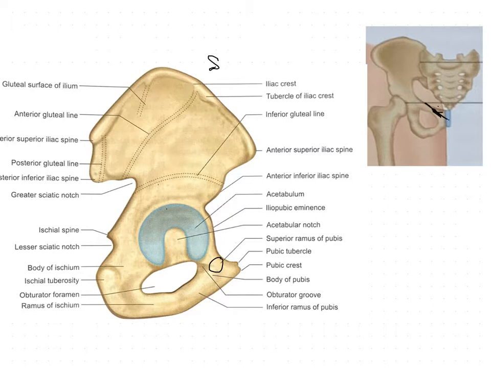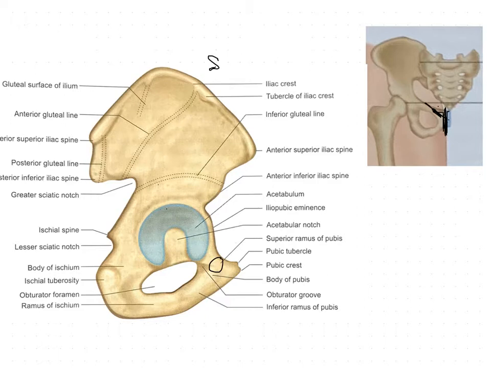Next, the symphyseal surface of the body of the pubis lies in the median plane. We can see this in the internal aspect, where we can find this median plane, called the symphyseal surface of the body of the pubis, which lies in the median plane. We can observe that.